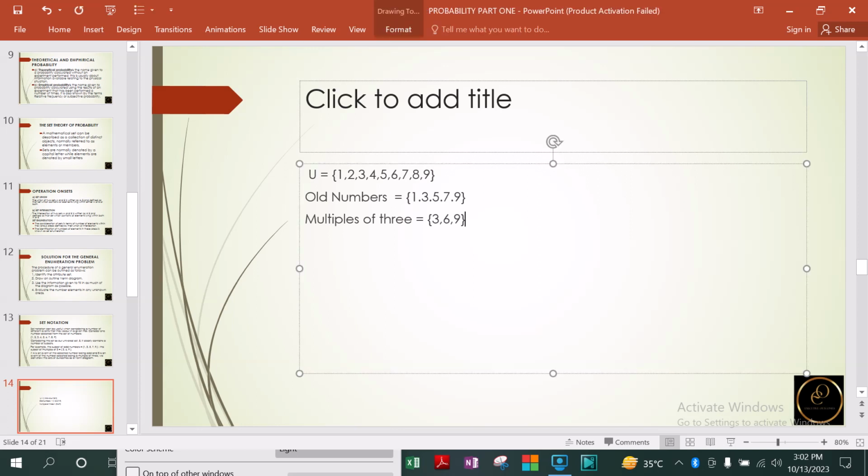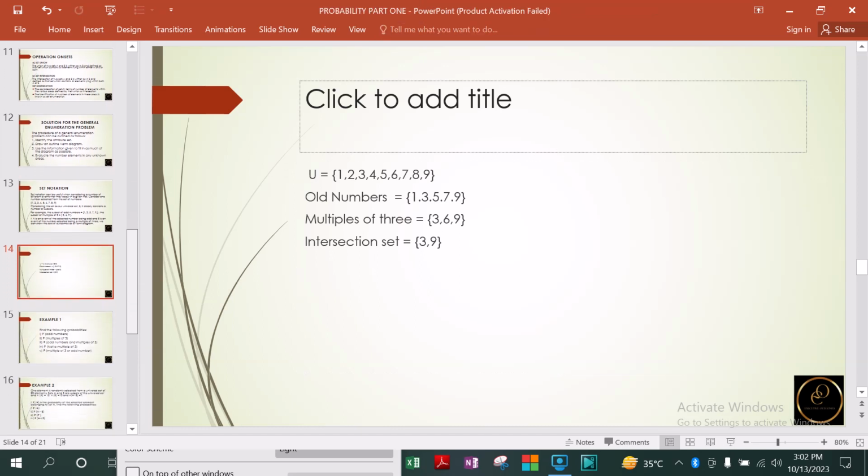So if we want to look at the intersection set, it will be 3 and 9. Those are the ones that will be represented in the intersection region of a Venn diagram.